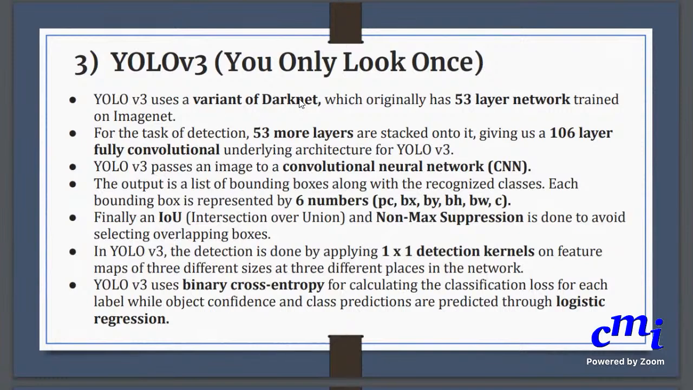YOLO is built on top of the Darknet architecture, which is basically a feature extractor. On top of this, 53 more layers are added for detection, which makes it a total of 106 layers. It outputs basically six numbers. PC stands for prediction confidence: suppose you predict a particular box, what is the confidence of that prediction? Then there are BX and BY, which are the X and Y coordinates of the top left of the box. Then there are box height and box width. And then there is C, which stands for class: what is the class of the box which you have predicted? It uses one-by-one detection kernels and binary cross entropy for classification.